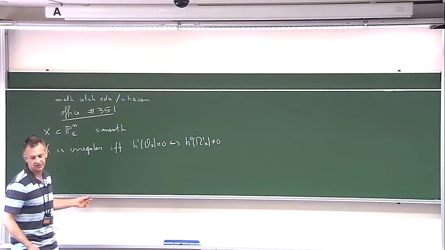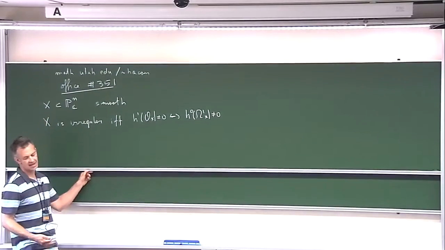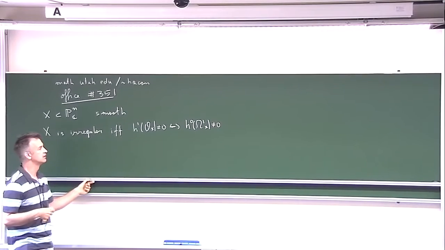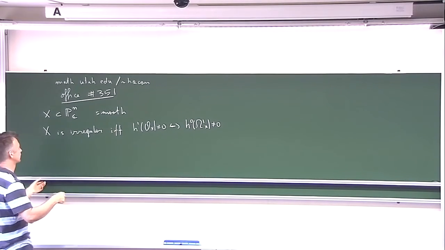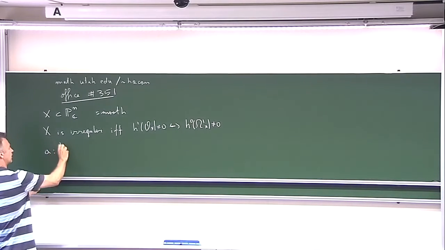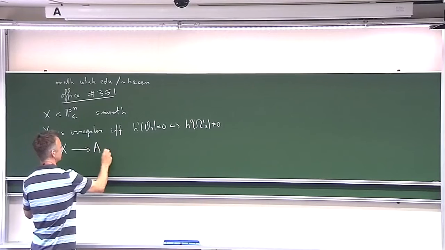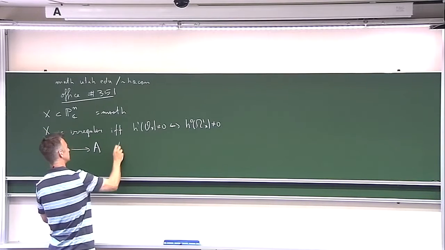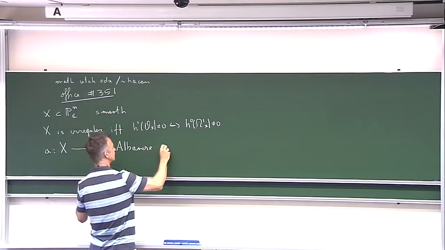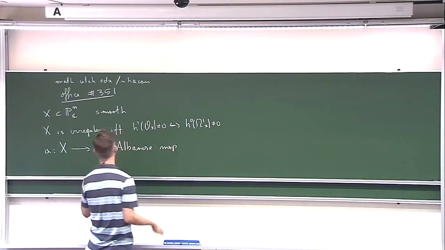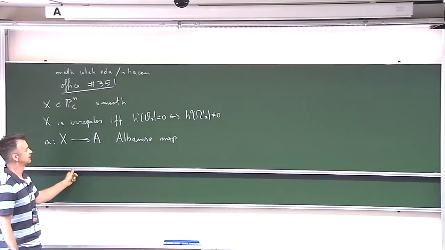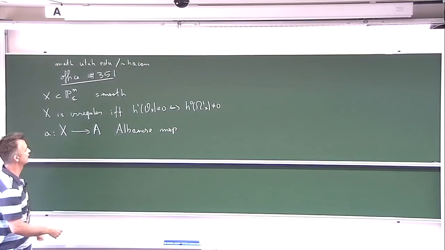So anytime you consider an irregular variety, there's an interesting map to an abelian variety associated to it. The universal map to an abelian variety is known as the Albanese map. Let me denote it by a: X → A. This is the Albanese map, capitalize Albanese. I call it a map, but it's always a morphism. It's always defined everywhere.